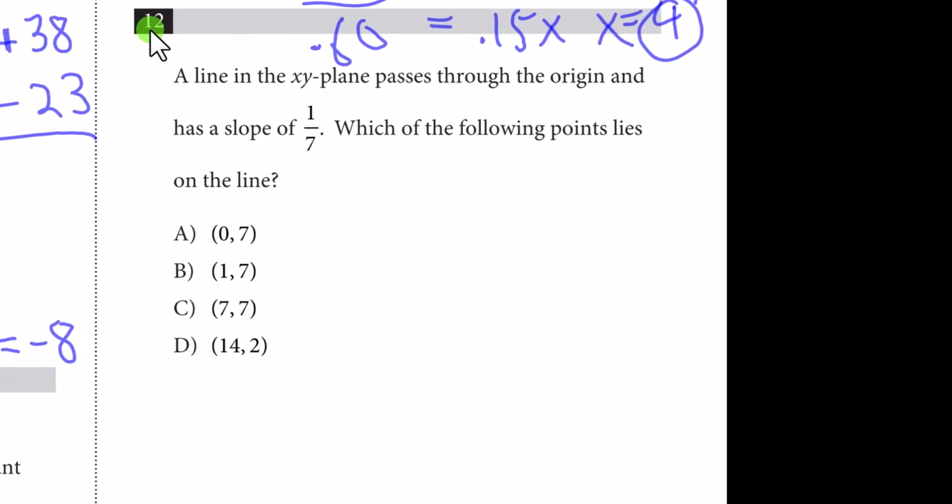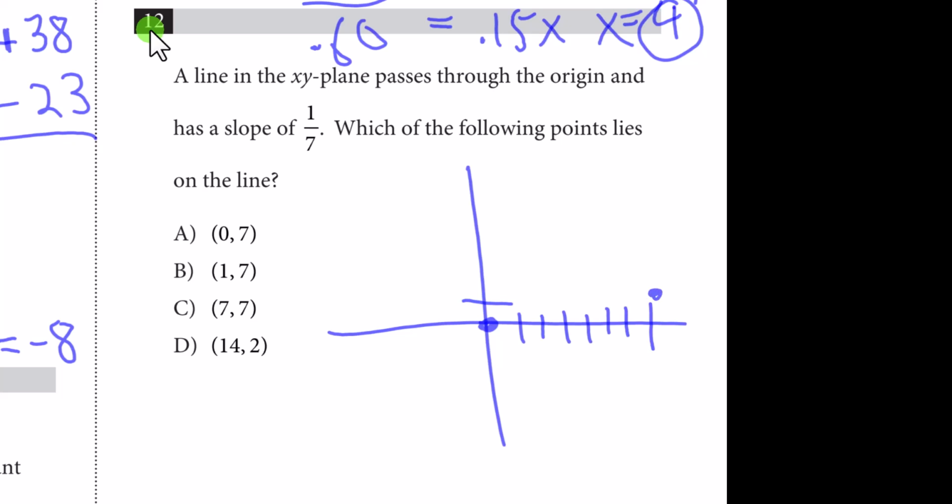Okay, remember, slope is defined as rise over run. So what we're looking at here is it goes to the origin and has a slope of 1/7. So rise over run, 1, 2, 3, 4, 5, 6, 7. 1, it's going to look like this. So it's barely sloping. Which of the following points lies on the line?